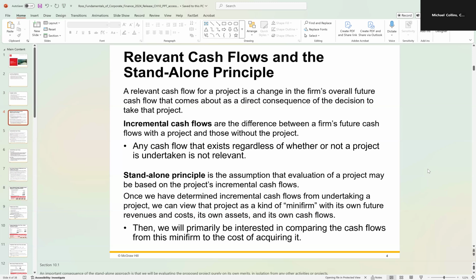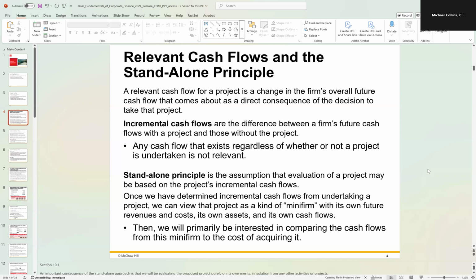Effectively, a relevant cash flow for a project is a change in the firm's overall future cash flow that comes about as a direct consequence of a decision to take that project. So, one example I might give you is when Facebook developed their VR headset, they made a cash flow decision. They were going to take cash today and then dump that into their VR headset. Same thing with Apple. I think in hindsight, easy to say, they would have been better off not taking on that project and taking the cash flow.